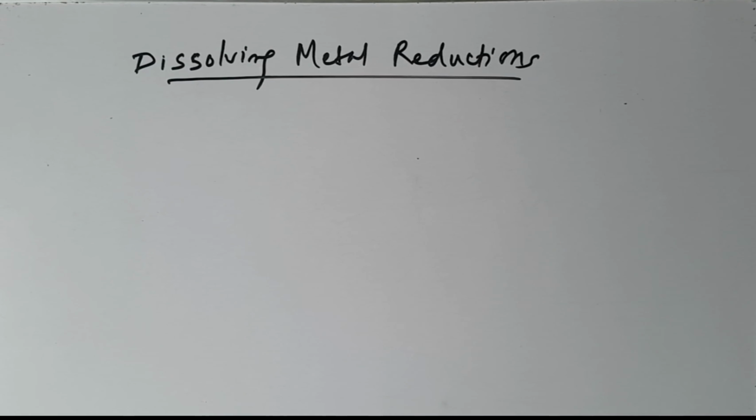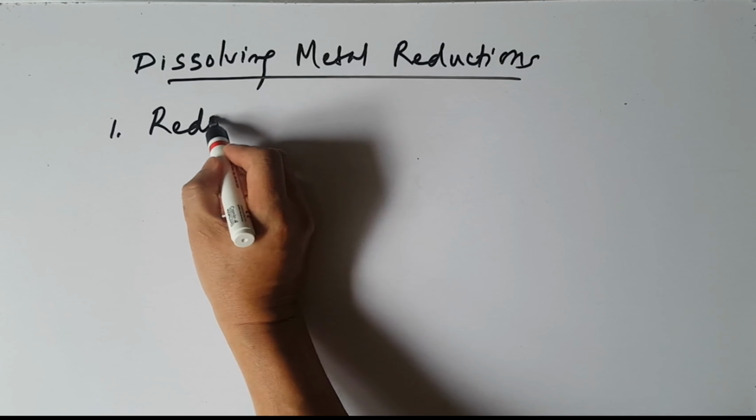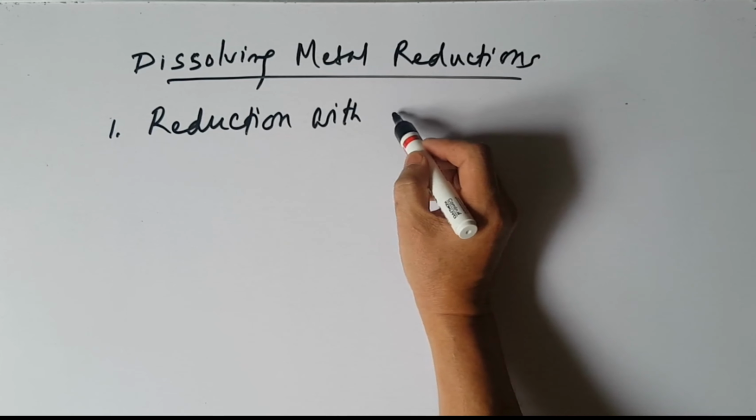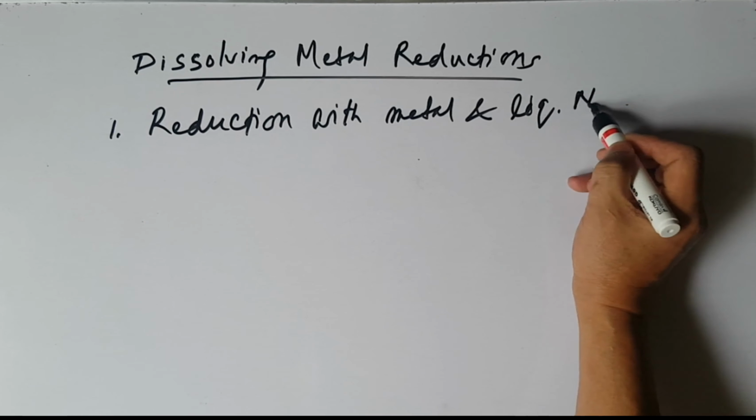Hello, good morning. In continuation of the lecture on dissolving metal reductions, today I'm giving a lecture on another type of dissolving metal reductions. We know that dissolving metal reductions can be classified into three main types. The first one is reduction with metal and liquid ammonia. That is the first type.